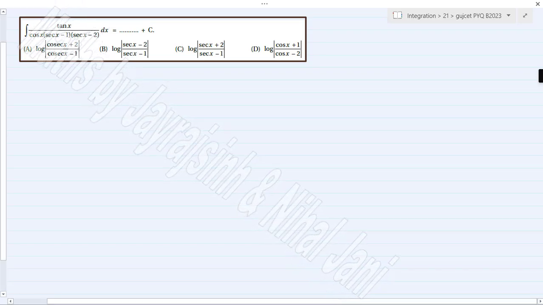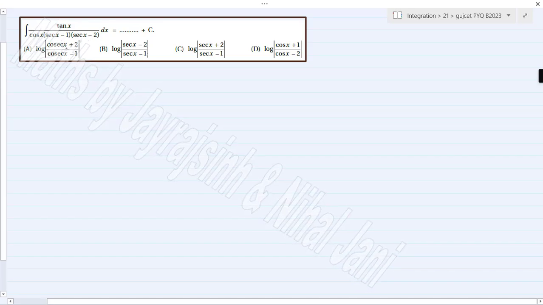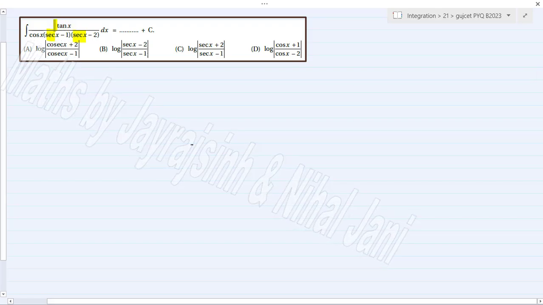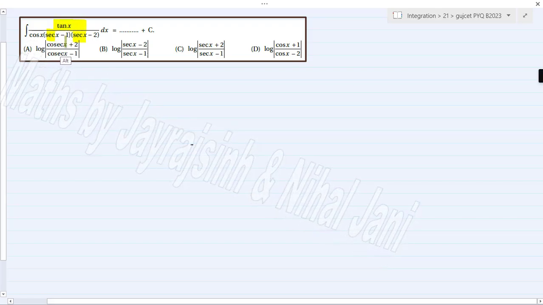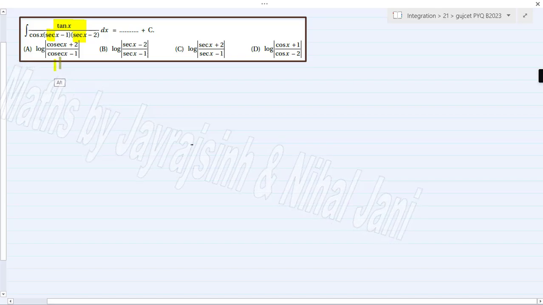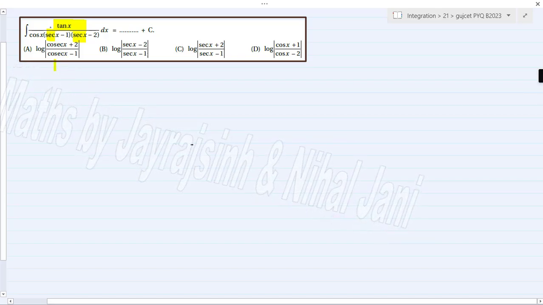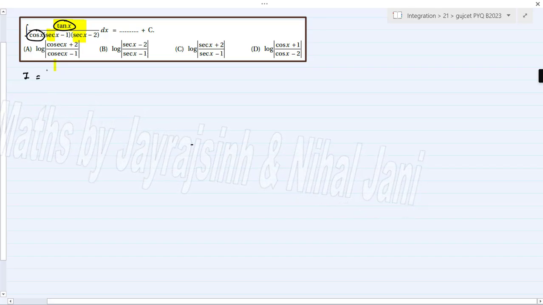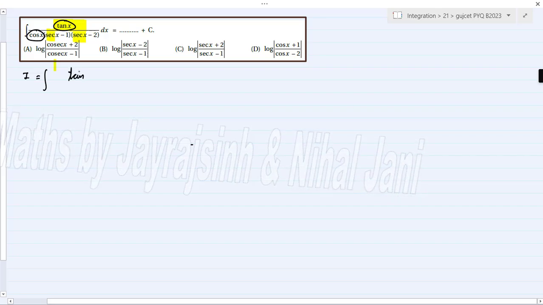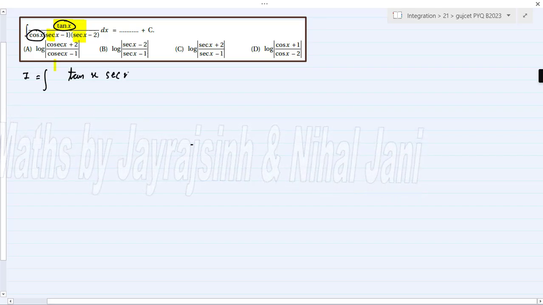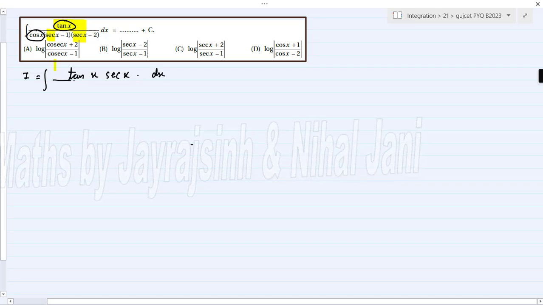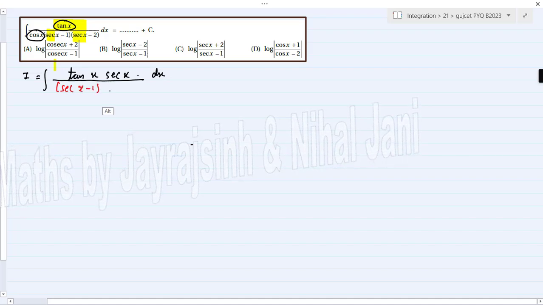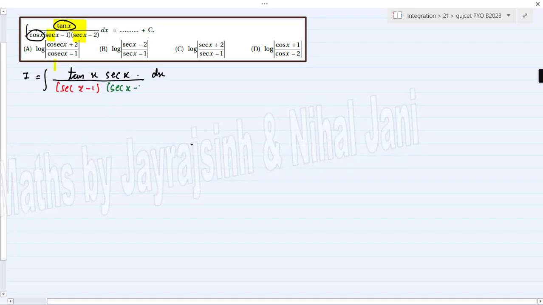Integration of tan x upon cos x, (sec x minus 1) and (sec x minus 2). We have a function of sec x, so we need the differentiation of sec x in the numerator. What is the differentiation of sec x? Sec x tan x. Yes, sec x tan x. So we already have tan x. 1 upon cos x is simply sec x. So we will get the differentiation of sec x multiplied with dx. And the numerator is already there: sec x minus 1 and sec x minus 2.